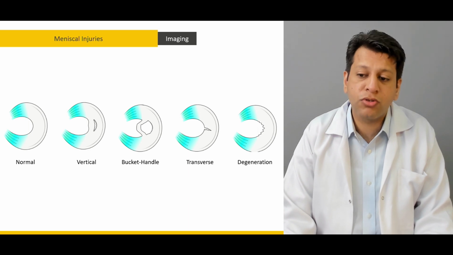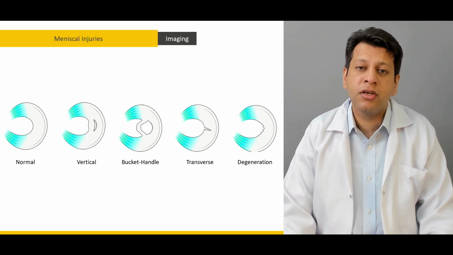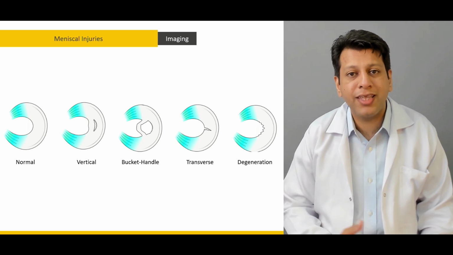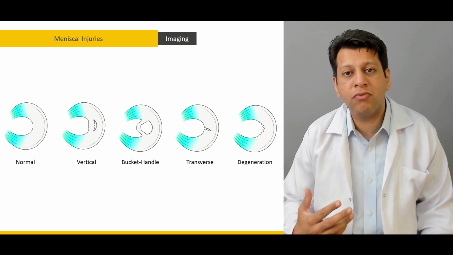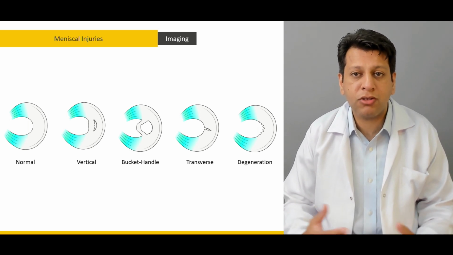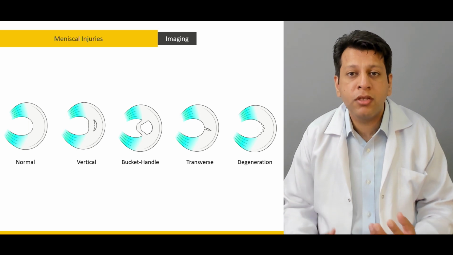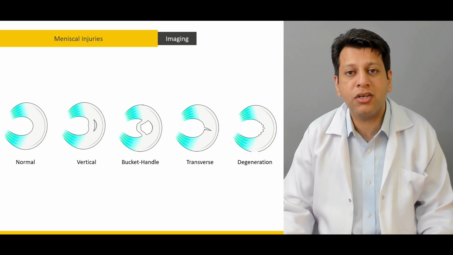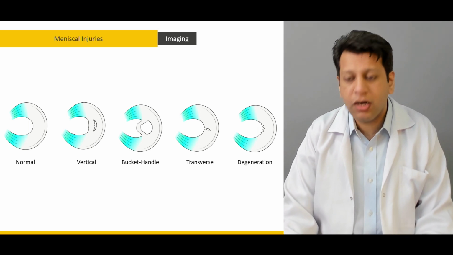The other type is called a degenerative tear. These usually occur in older individuals above the age of 40, because over the years the meniscus has degenerated, maybe due to osteoarthritis developing in the knee. There may be osteophytes rubbing against the surface, leading to degenerative type tears of the medial or lateral meniscus.